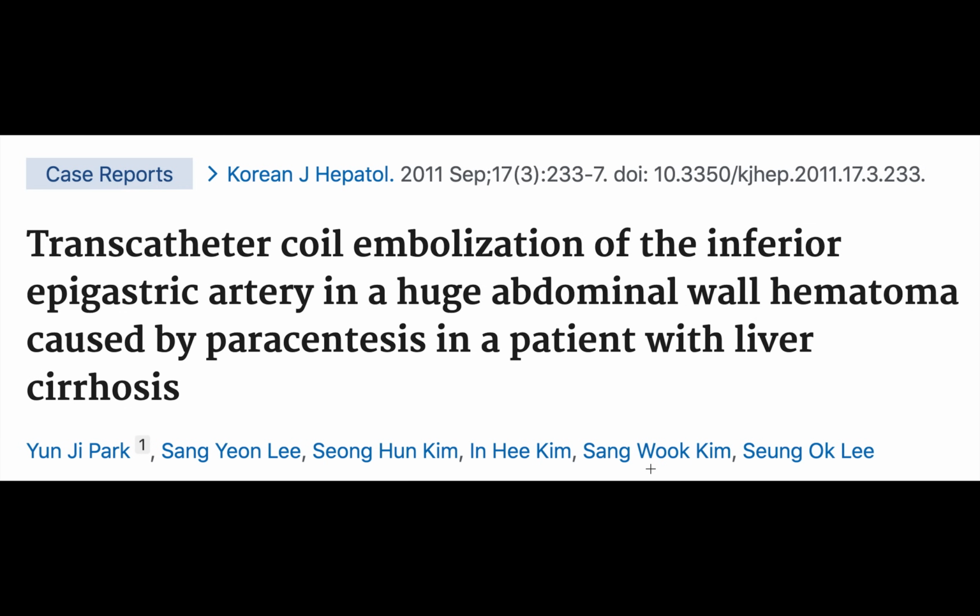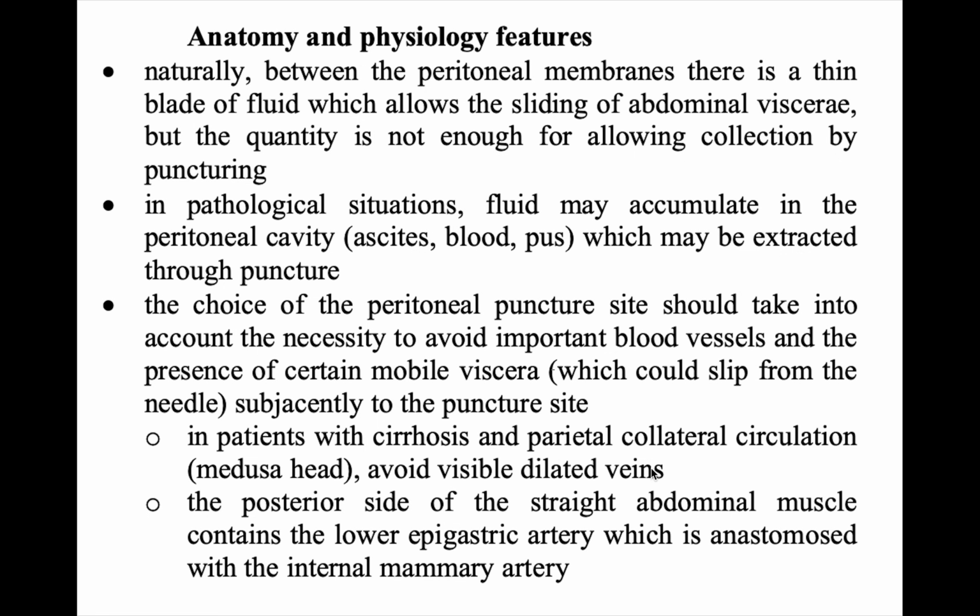And we're just going to look at transcatheter coil embolization of the inferior epigastric artery in a huge abdominal wall haematoma caused by paracentesis in a patient with liver cirrhosis, authored by Park, Lee, Kim, and Lee. That's what you need from authors' names. So I'm going to go over the whole of this because they gave a lot of detail in their summary.